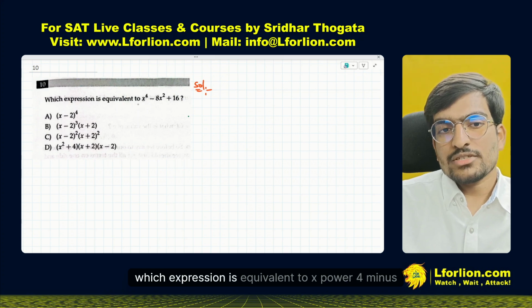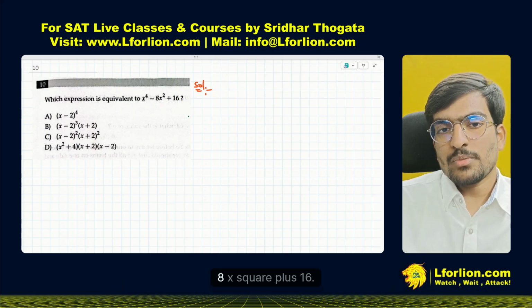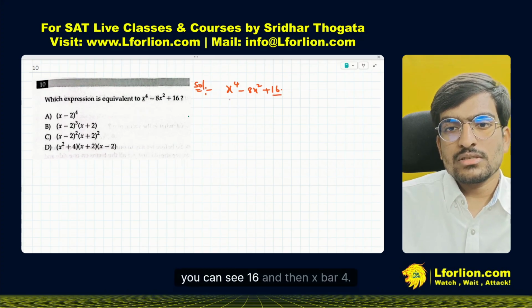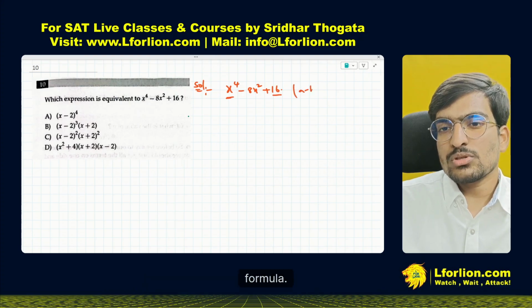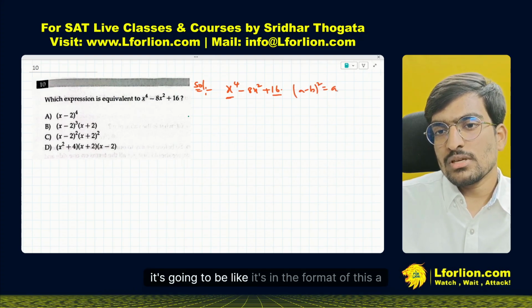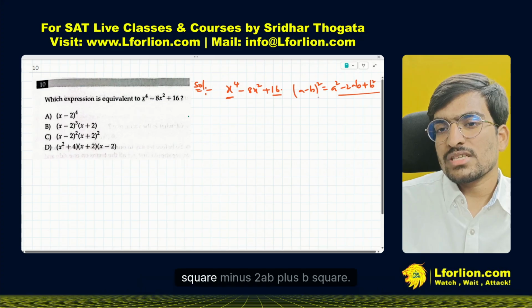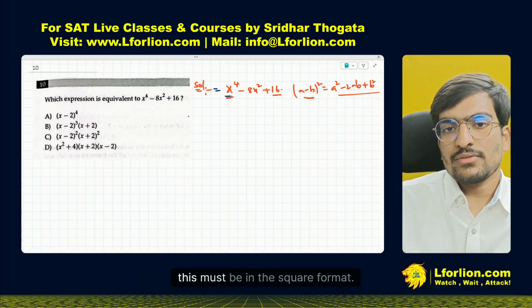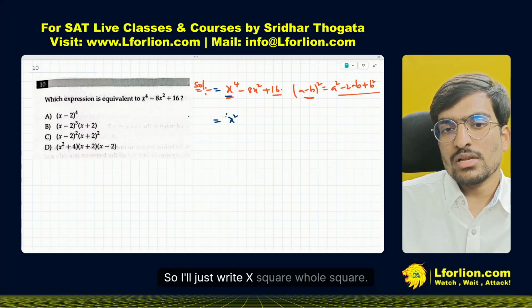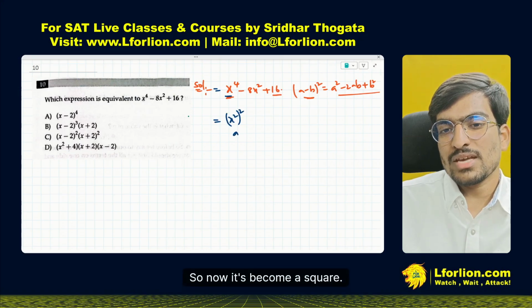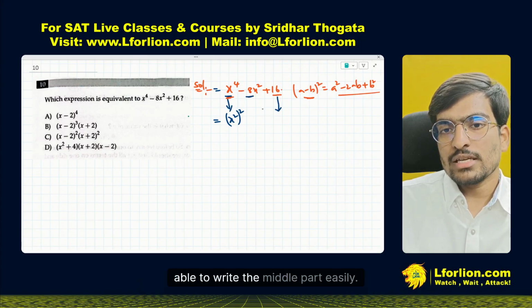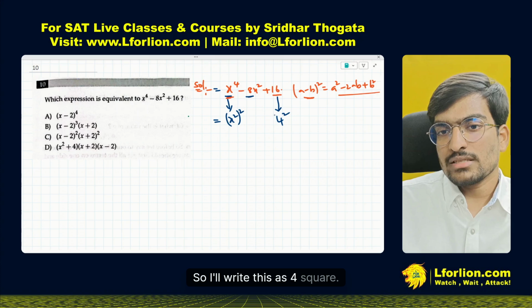Which expression is equivalent to x power 4 minus 8x square plus 16? You can clearly see 16 and x power 4, it's in the form of the a minus b whole square formula, a square minus 2ab plus b square. Let's try to bring it to this form. To bring that form, this must be in the square format. So I'll write x square whole square. So now it has become a square, and then I'll write this one next so that I can write the middle part easily. I'll write this as 4 square.